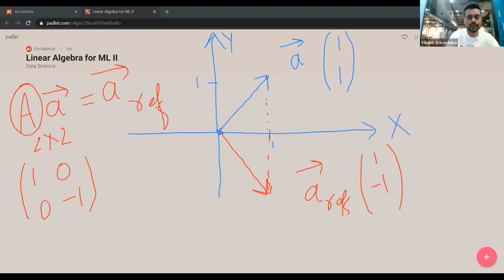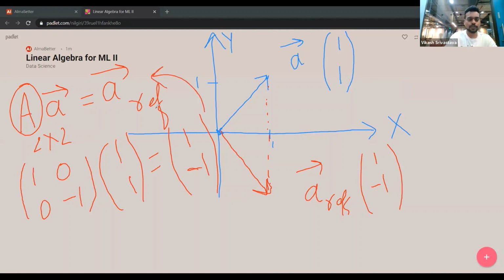A few people said that we can have something like 1 0 0 minus 1. So this could be a candidate matrix. Let's verify. We needed to find a matrix A which, when applied on this vector A, will give us the reflected vector along the x-axis. So let's multiply this with A. 1 into 1 plus 0 into 1, that is 1. 0 into 1 plus minus 1 into 1, that is minus 1, which is the same as our reflected vector. So this is a candidate matrix.